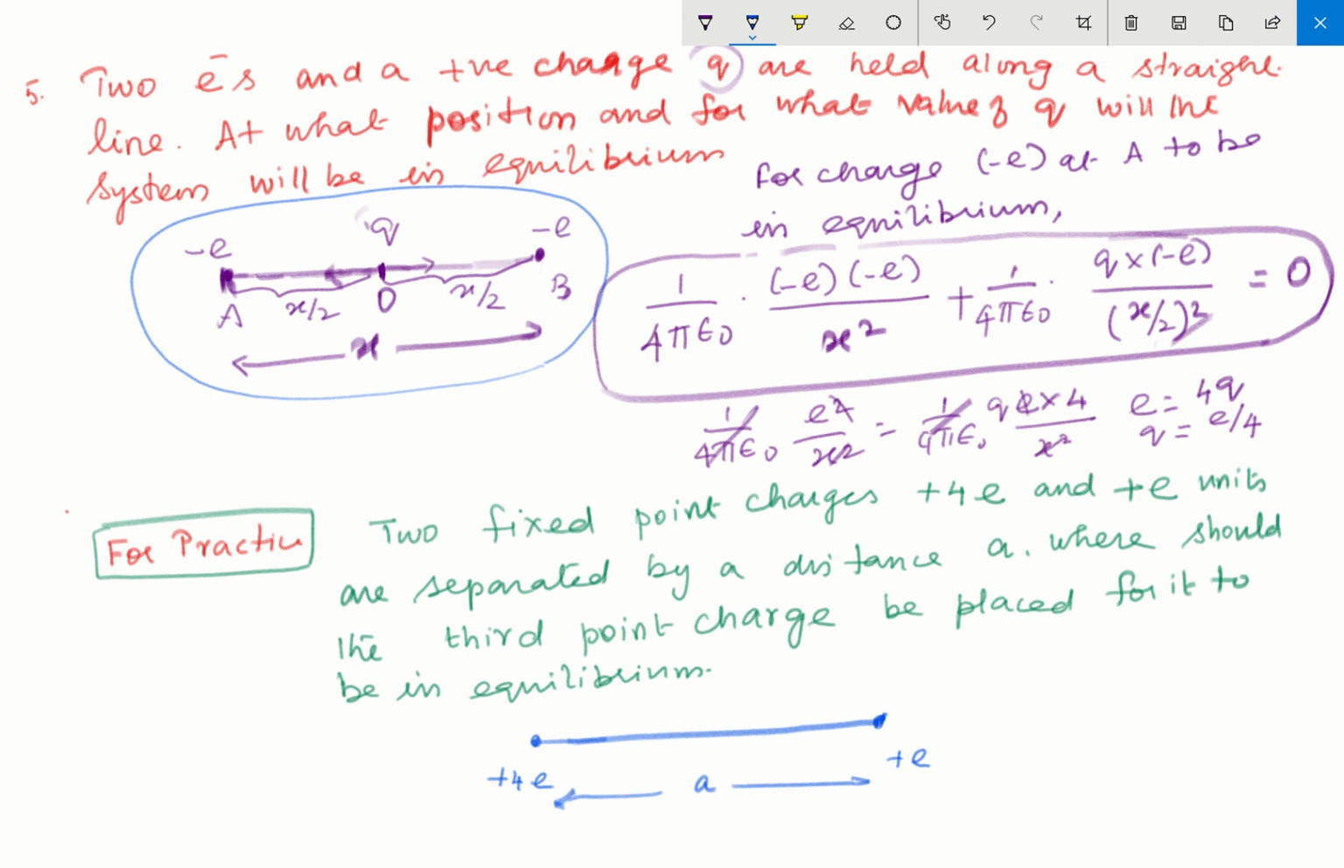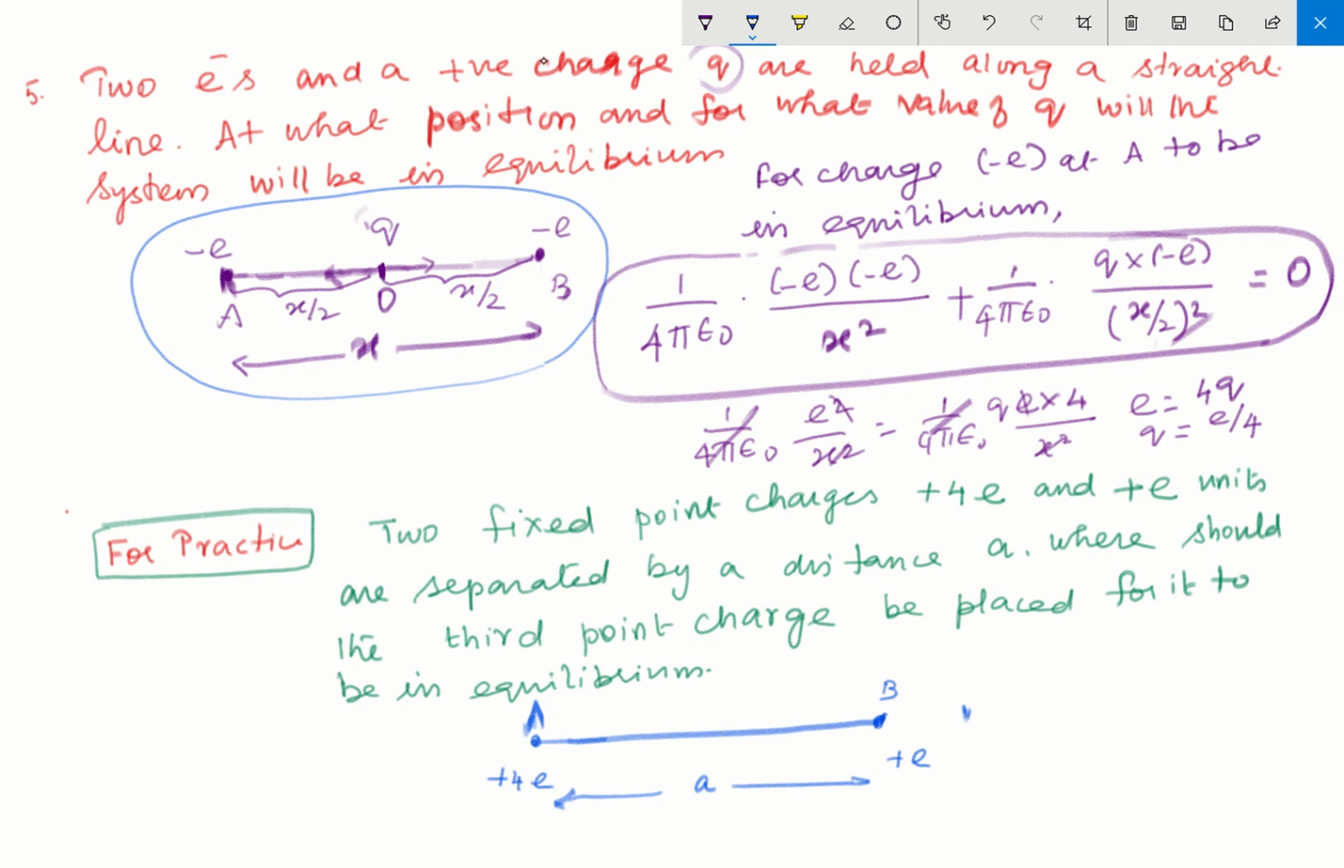Therefore, if it is kept here, for example, where should it be kept? If it is kept here, you see, plus 4e repulsion, plus e also, due to A and due to B, everything will be a repulsive force only. So, definitely there is no chance for it to be in equilibrium. So, no chance for this. Next one, if you keep it here, I am trying it now, keep that third charge here.